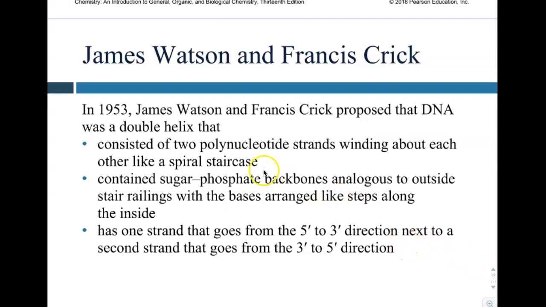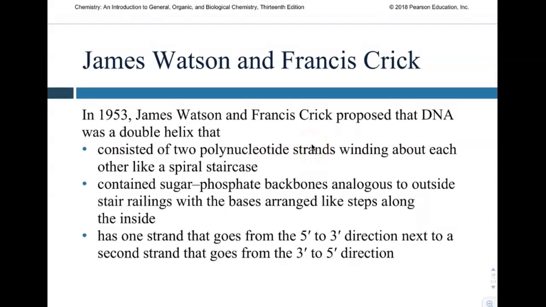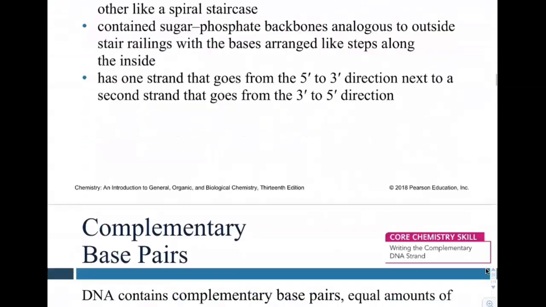This double helix, though, is two winding spiral staircases. There is one strand that reads from 5' to 3', and another strand that reads in the opposite direction. So we call one leading and one lagging when we're talking about replication.